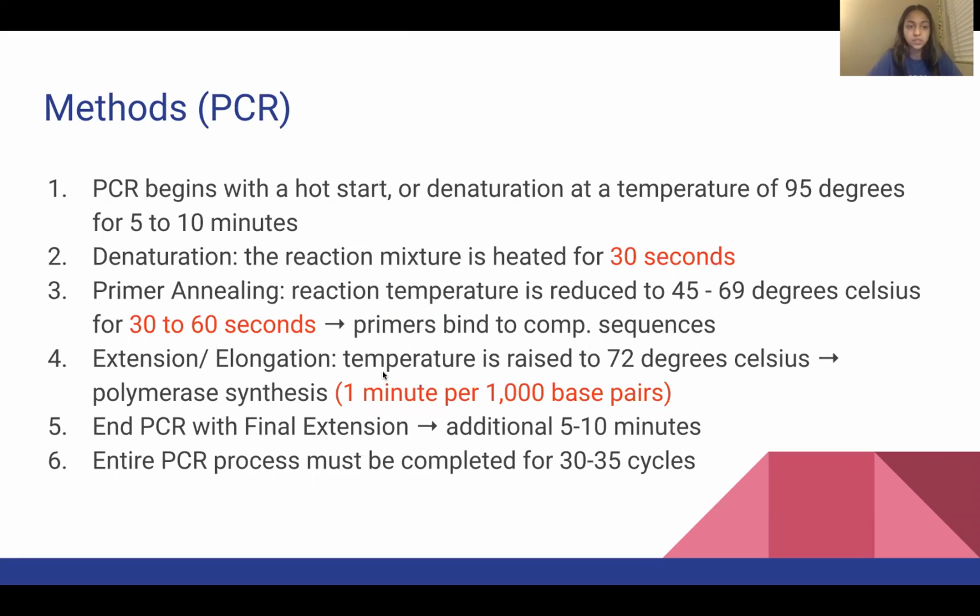And next would be extension or elongation, and it's raised to 72 degrees Celsius. And this allows polymerase synthesis. We end the PCR with final extension for around 5 to 10 minutes, and the entire PCR process must be completed for around 30 to 35 cycles.